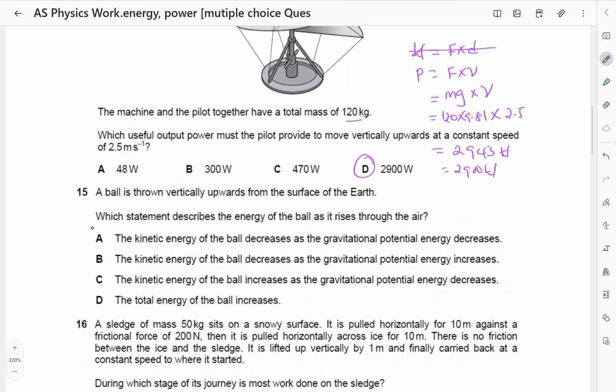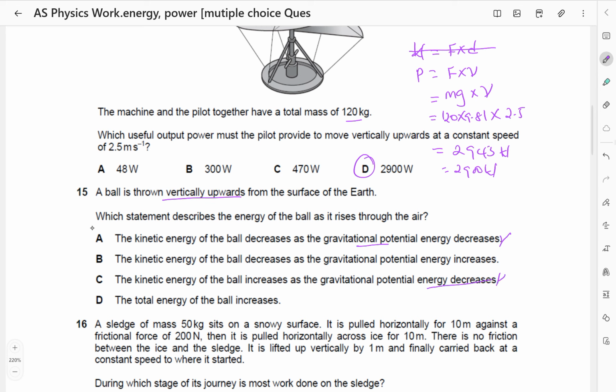A ball is thrown vertically upwards from the surface of the earth. Which statement describes the energy of the ball as it raises through the air? Remember, if it raises, it loses speed, so kinetic energy decreases. But if it is gaining height, then potential energy is increasing. So let's see. The kinetic energy of the ball decreases, the gravitational potential energy decreases. Potential energy does not decrease, instead it increases.